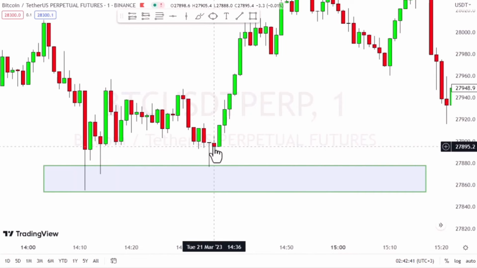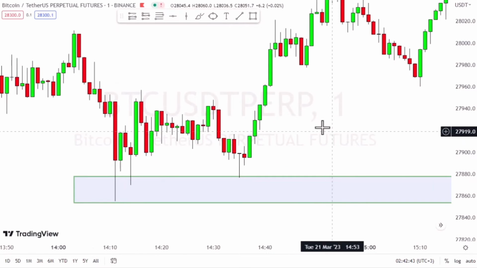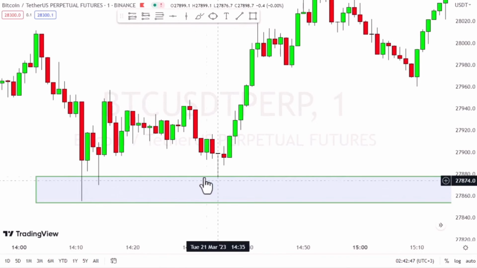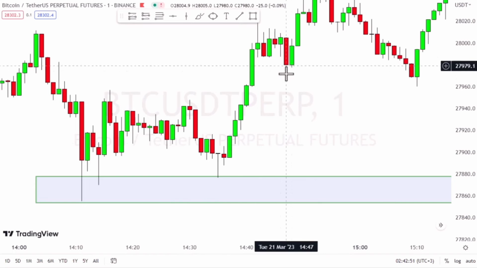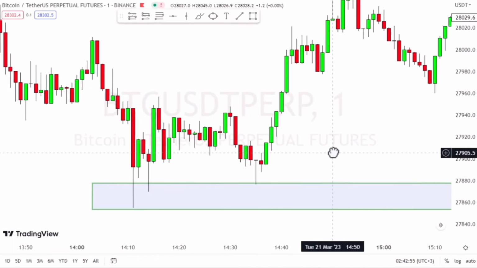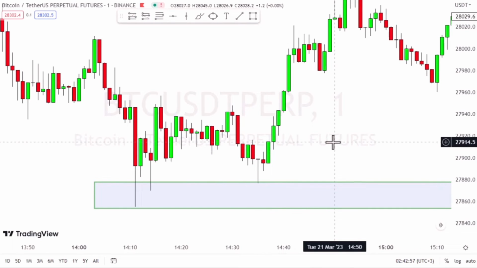So as you can see, this is our beautiful dragonfly doji here, and this is our support level, and it made the price bounce off again, and it went up beautifully. So these really work, but we need to combine them with other data, which we're going to learn in the future. These are not enough.